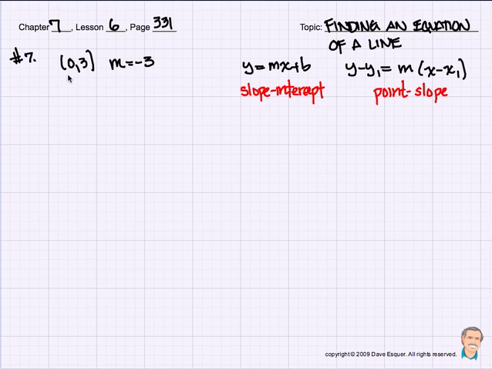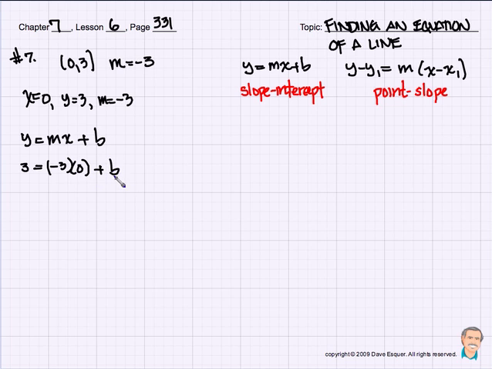So for number 7, they gave us the point x is equal to 0 and y is equal to 3. I know that from this ordered pair, and they gave me the slope was equal to minus 3. So I'm going to use this first formula, y is equal to mx plus b, and I'm going to plug in what I have to see what I can find out. So this looks like y is equal to mx plus b. Well, y is 3, so 3 looks like it's equal to minus 3 times 0 plus b.